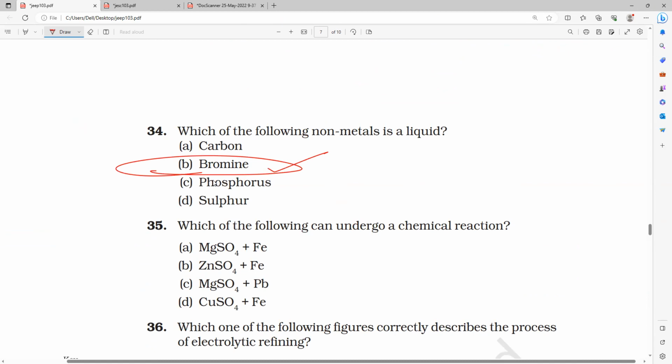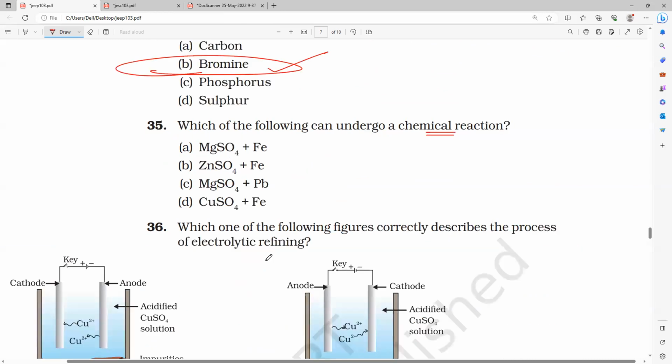Next. Which of the following can undergo a chemical reaction? Check it and tell me. Sir, option D. Option D. How many of you? Because see, this is actually an example of displacement. So verify: the free metal must be more reactive. Here the free metal is not reactive enough because magnesium is greater than iron, and zinc is greater than iron. So the first two will not take place.